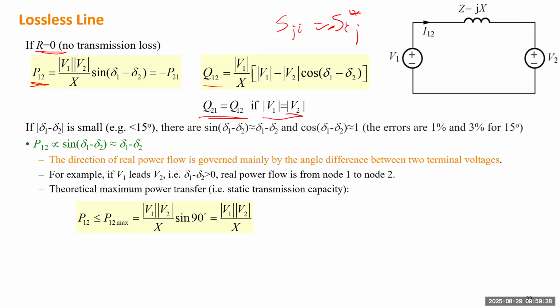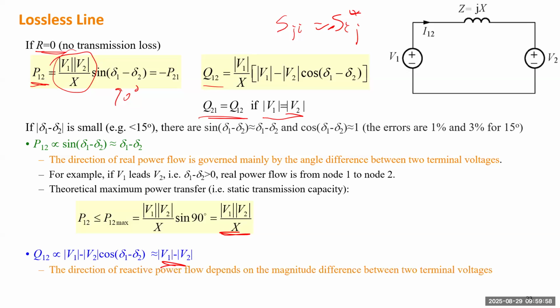The theoretical limit will be this one, when this angle takes 90 degrees. That will be the limit of the active power. For the reactive power, it depends on which side has higher voltage. So reactive power is sent from the high voltage terminal to the low voltage terminal.